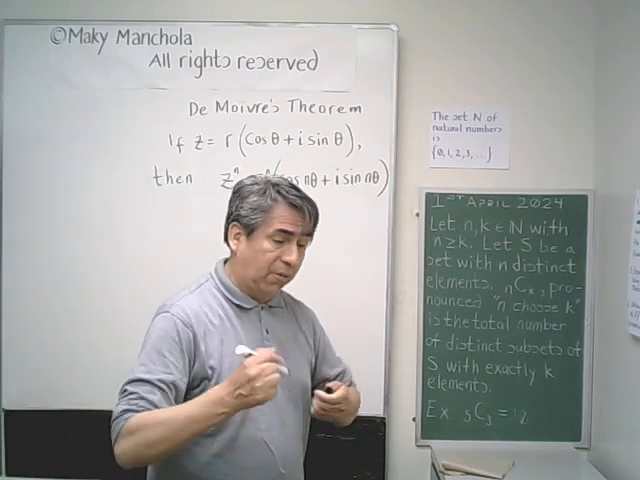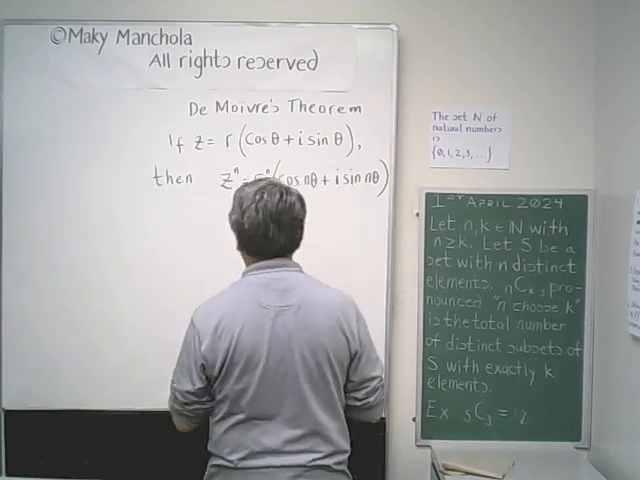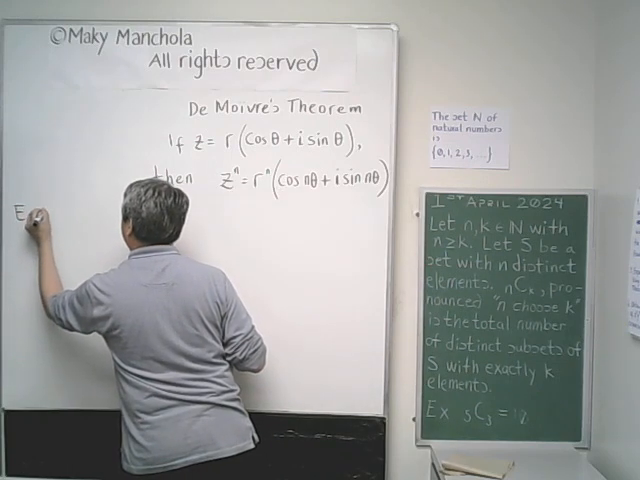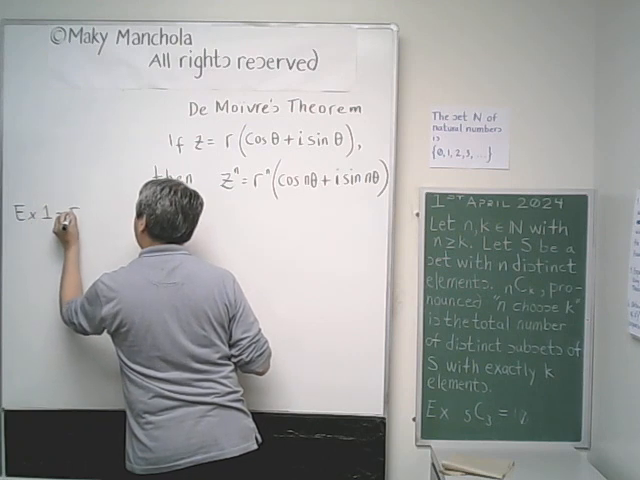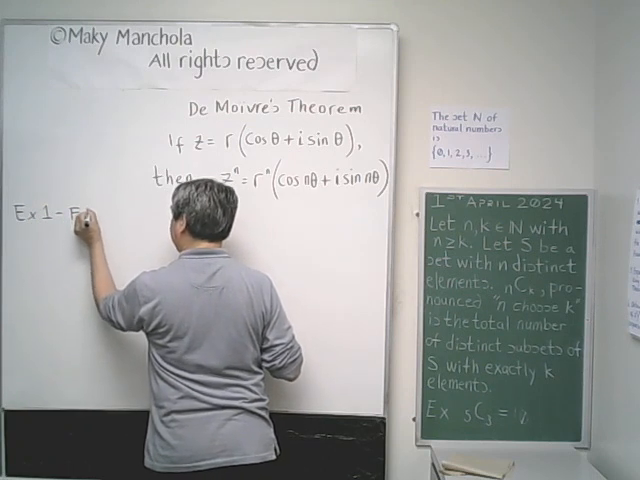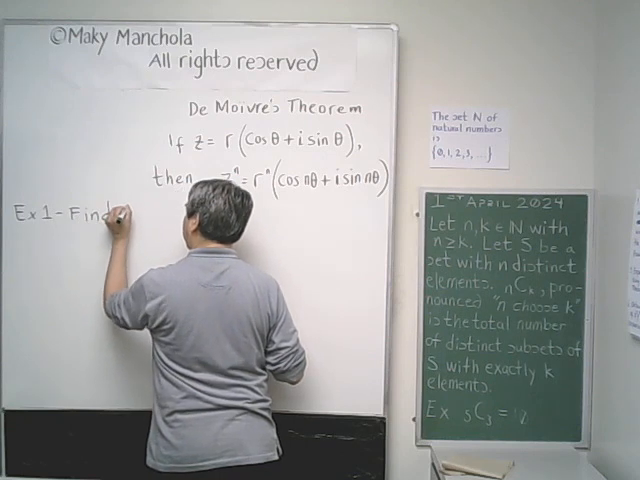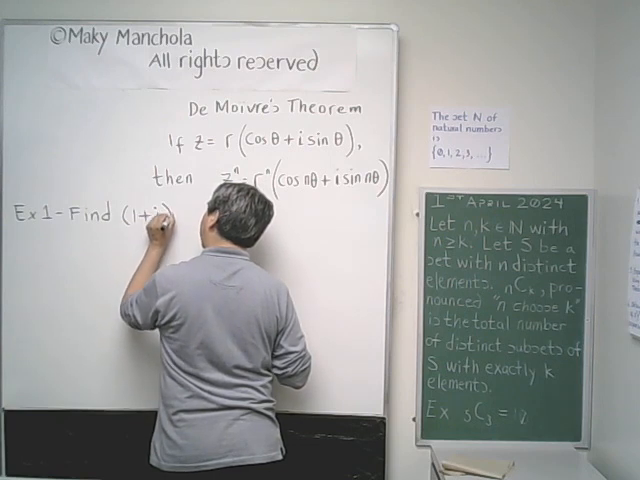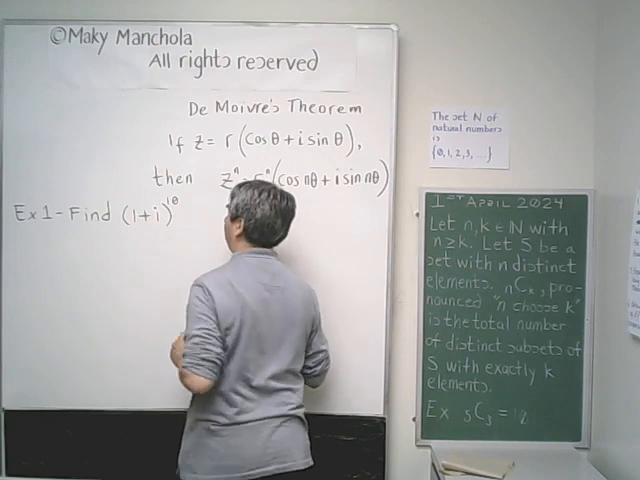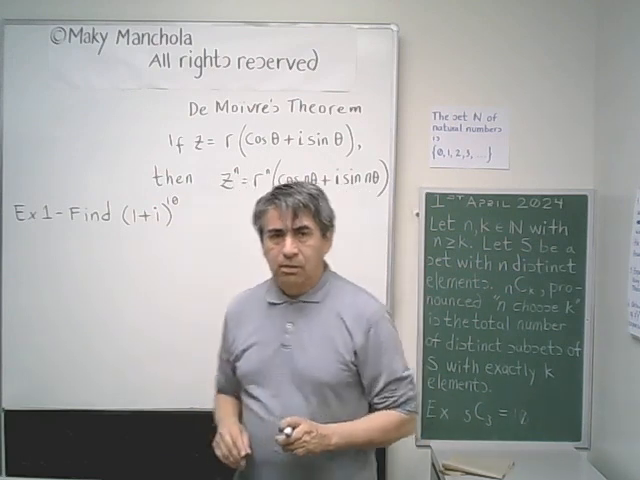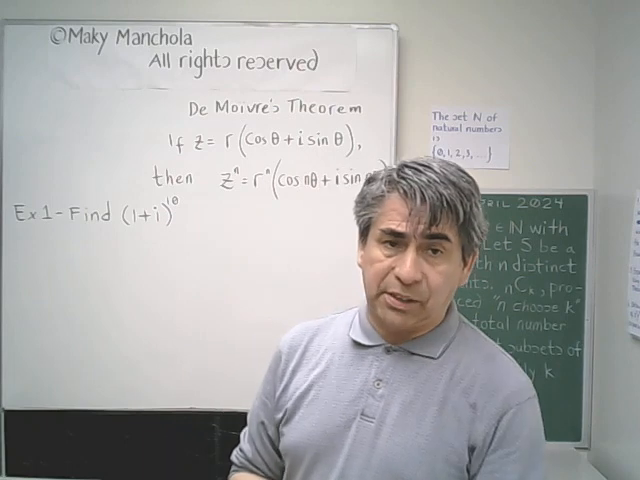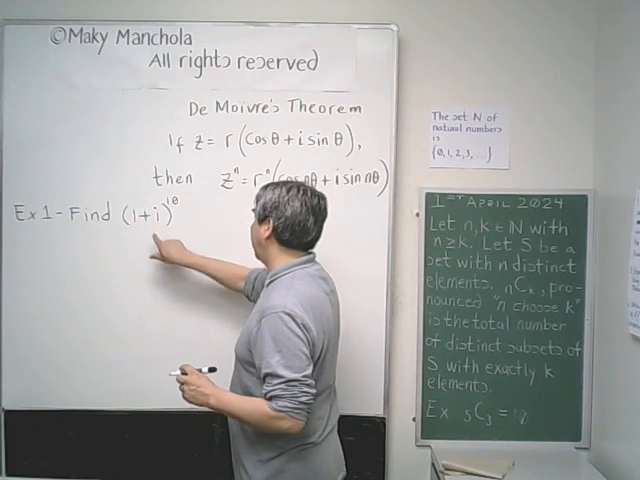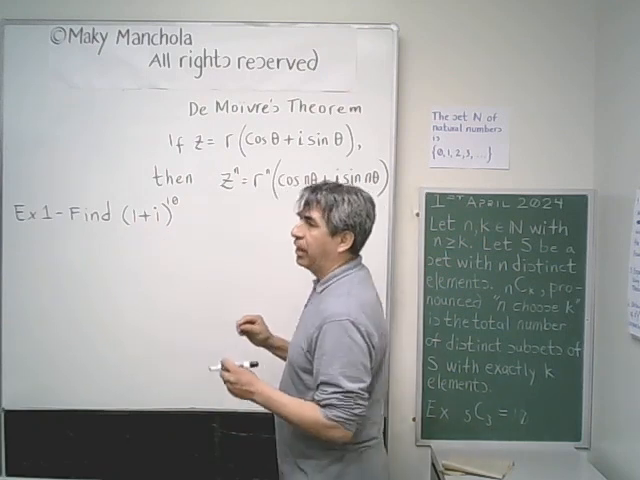So let's do our first example. Find 1 plus i to the 10th power. Our first step is to convert our complex number into polar form. So here 1 plus i is our a plus bi.